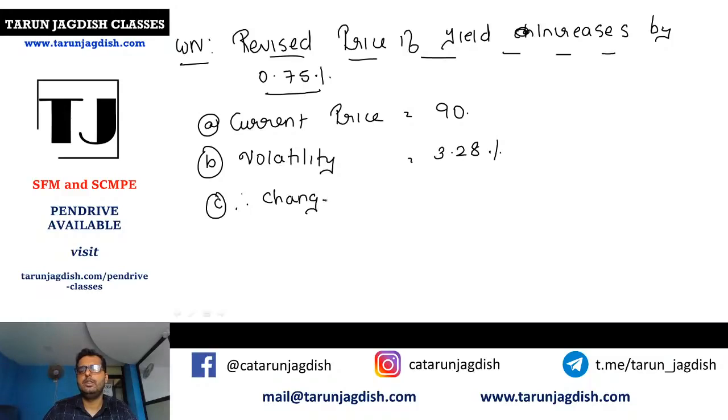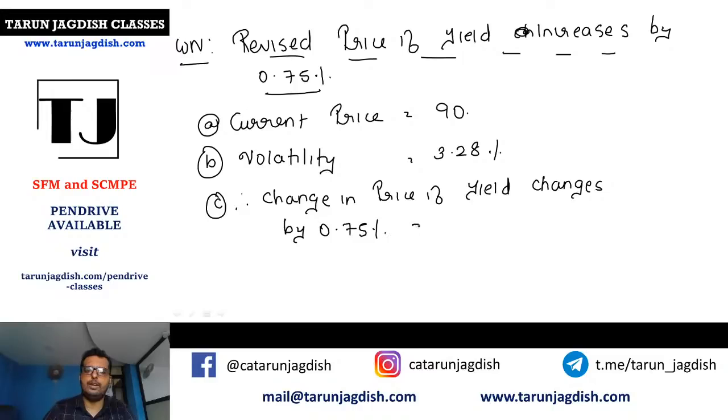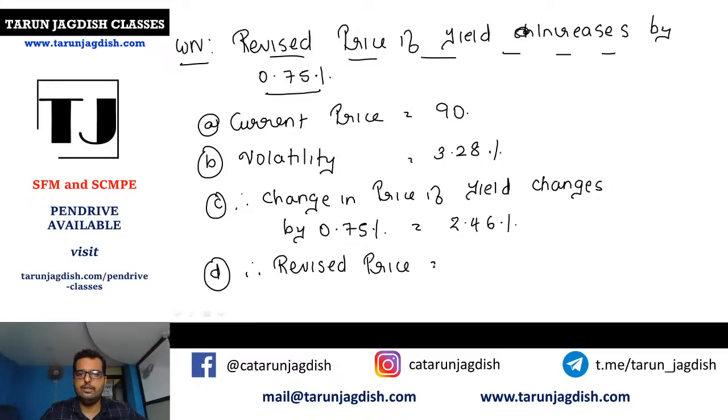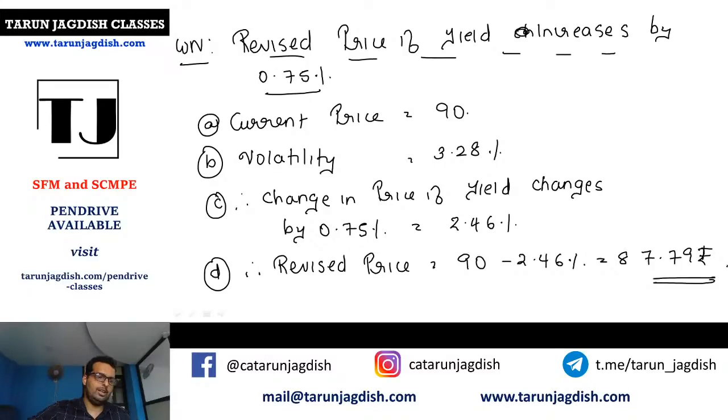Therefore, change in price if yield changes by 0.75 percentage, that will give you the answer as 2.46. Therefore, the revised price will be 90 minus 2.46 percentage, that is equal to 87.79 rupees. Can you please write down till here in your books now, friends?